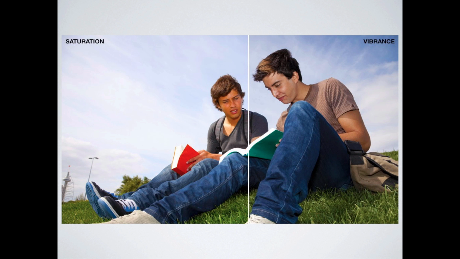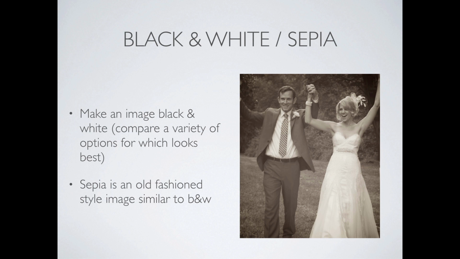So the key here is that we're using vibrance when there's people, and we're using saturation when there isn't people in that particular image. So there's a difference, and I'll show you that when we get into Photoshop post-processing in a little bit. Black and white or sepia tone, taking that color image and converting it to black and white.